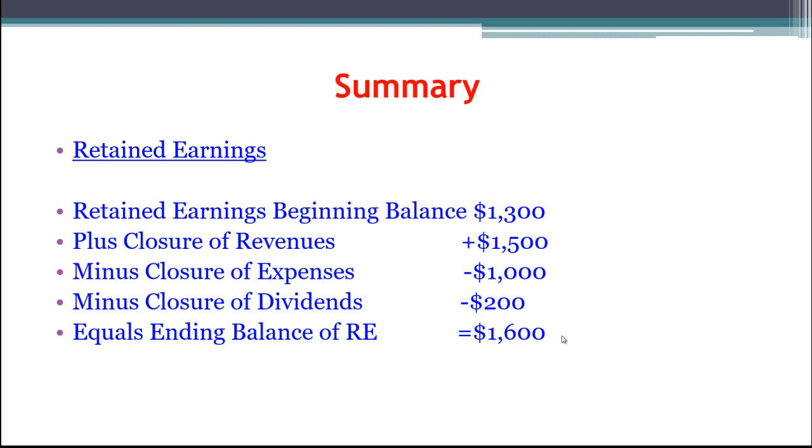That takes us to the end of this Module 2 discussion, where we've made our way through the accounting process. It's going to be important to understand this as we move forward.